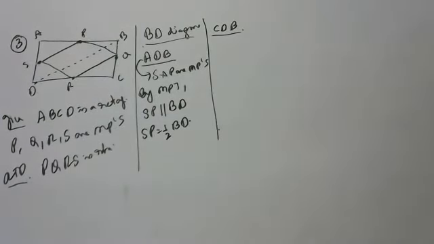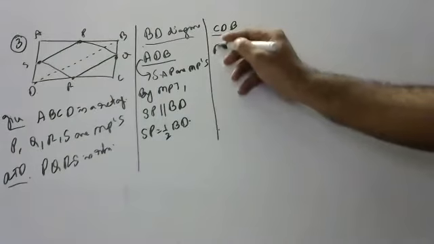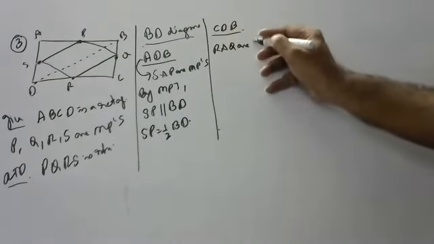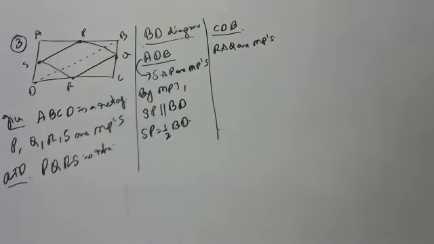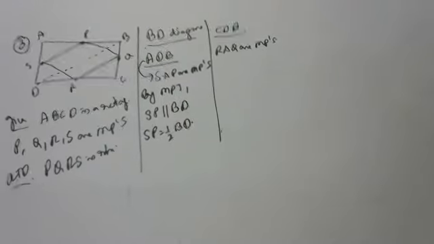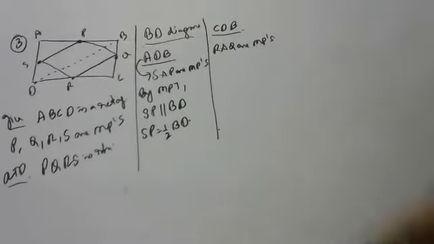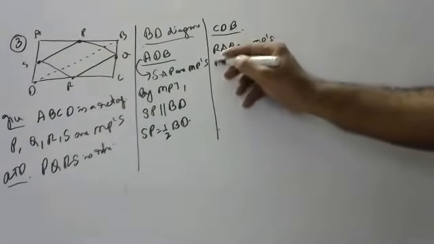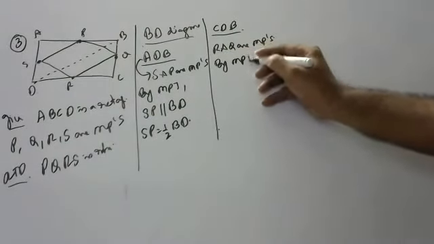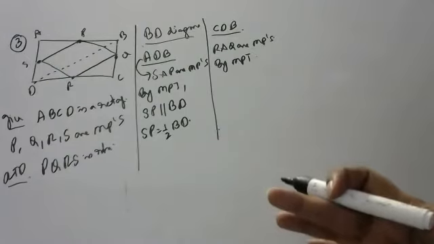Yes, sir. In triangle CDB, R and Q are midpoints. When R and Q are midpoints, what happens? R and Q are midpoints, by midpoint theorem.